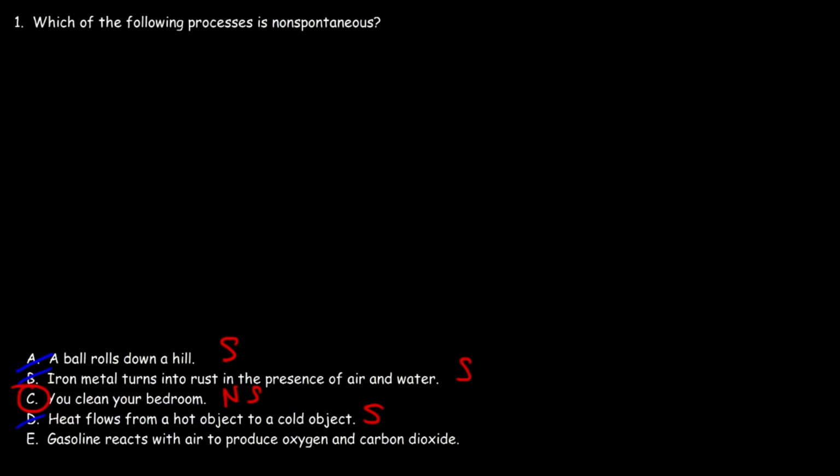Now the last one, E. Gasoline reacts with air to produce water and carbon dioxide. Now this happens spontaneously. However, it's a very slow reaction unless you activate it with a spark to speed up the reaction. Hydrocarbons like gasoline, oil, even paper, these things react slowly with air, but because they're so slow, you need some type of spark to get the reaction going and speed it up. So this is a spontaneous process, so we can eliminate E. C is the correct answer.